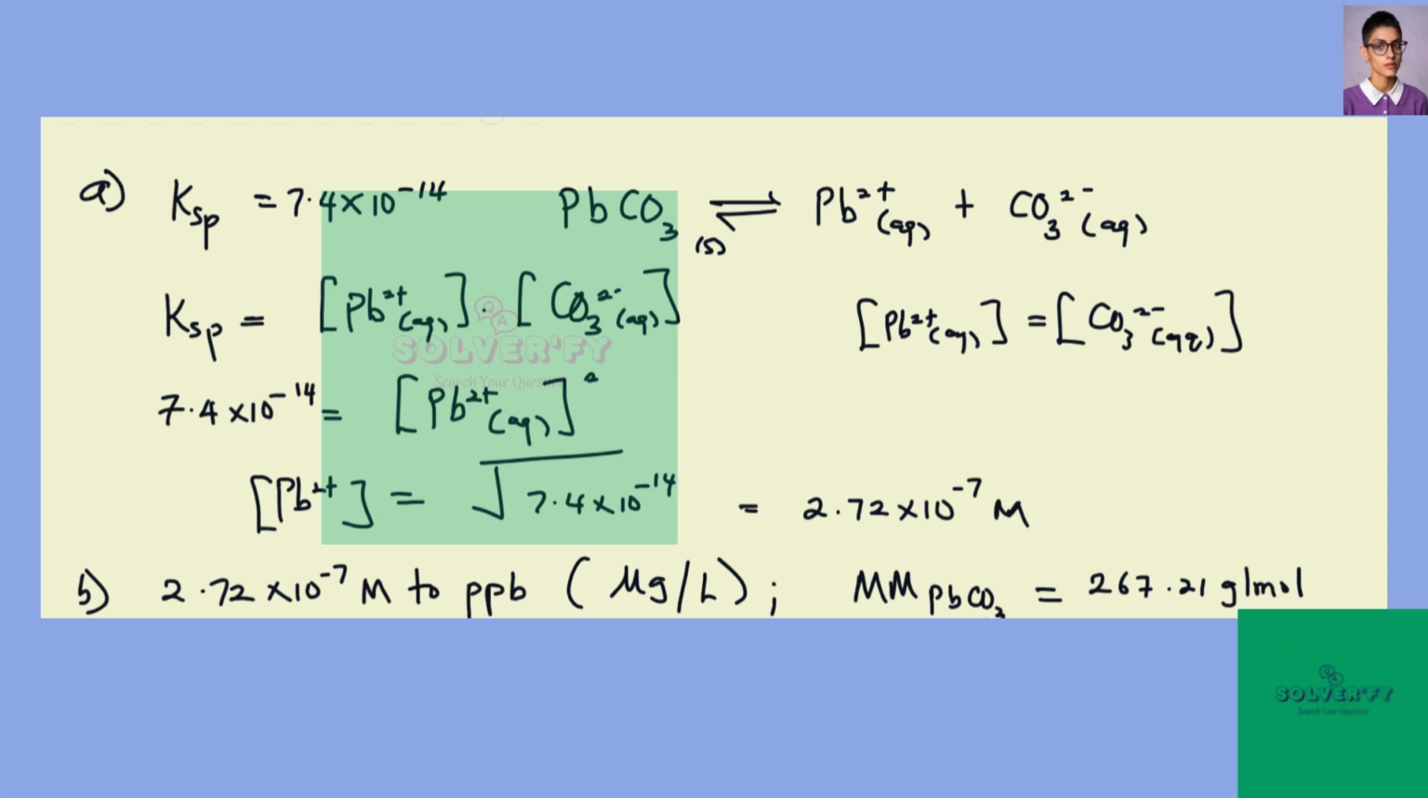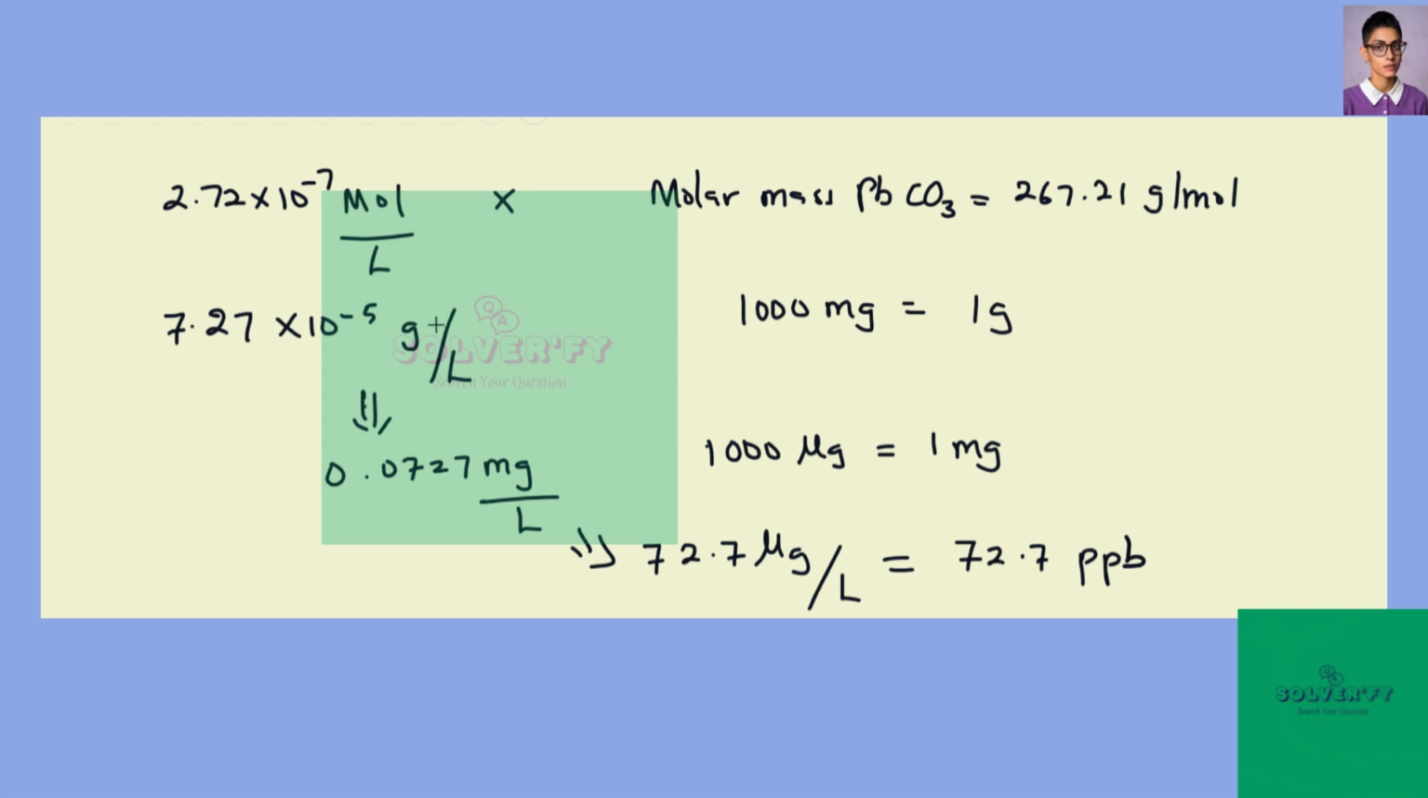So the next question said, will the solubility of PbCO3 increase or decrease as the pH is lowered? So lowering pH means acidic condition, okay? And that is H plus.